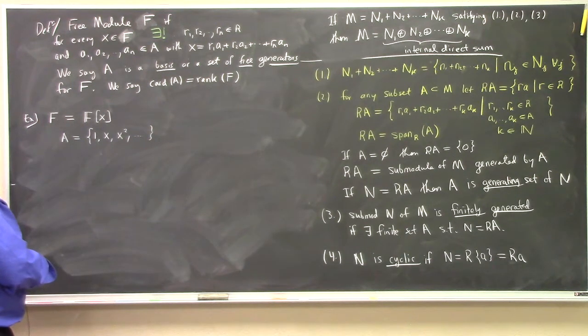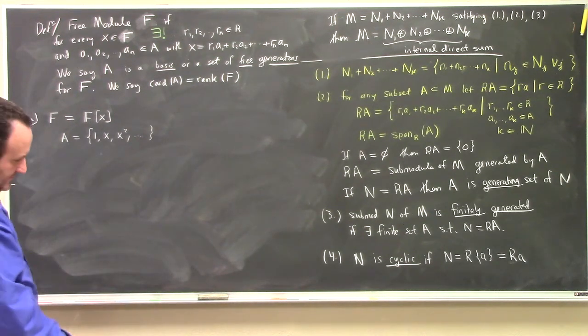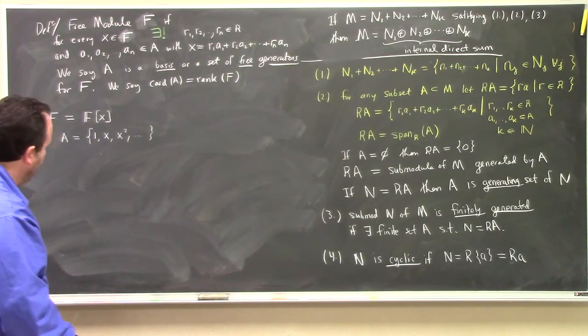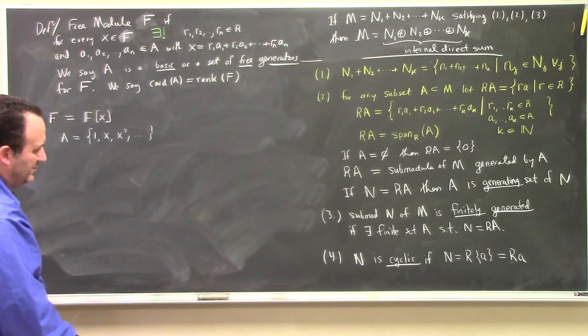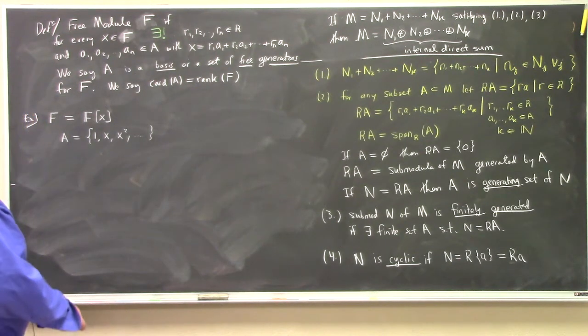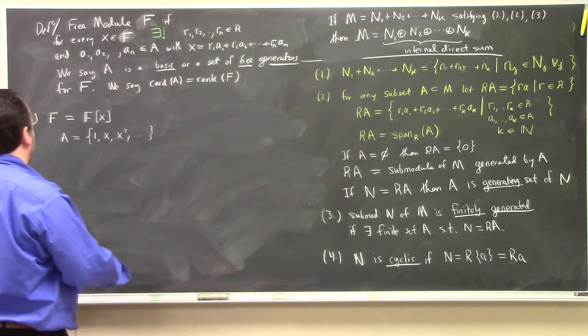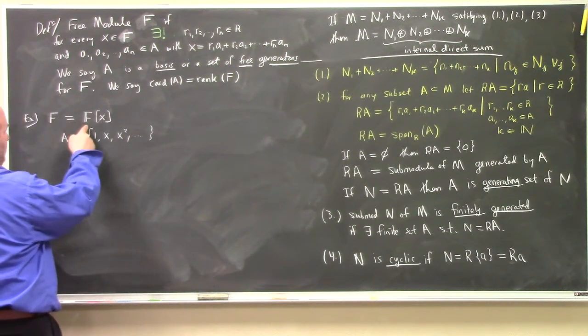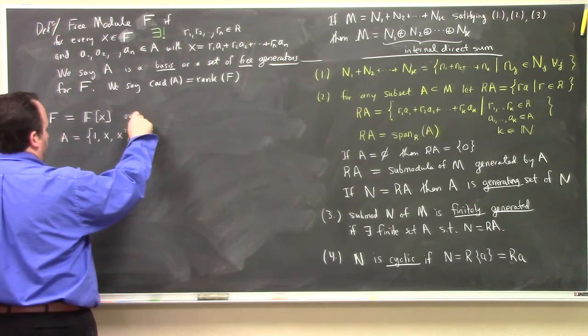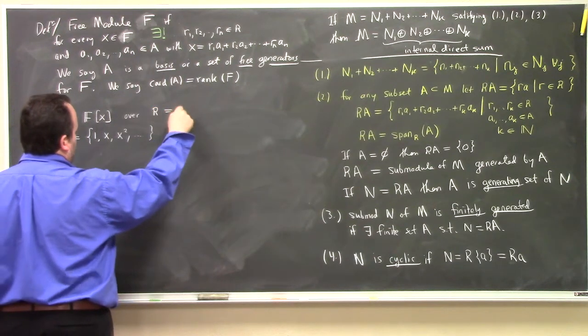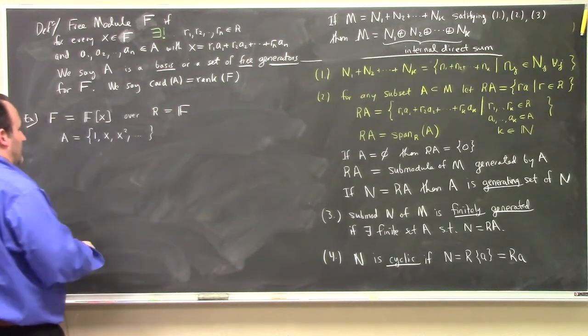Right, let's see here. Is it cyclic? What's an example of a cyclic? Not everything generates it though. Right, I don't think we can pick one. Well, I guess the question is over what, right? So this is the module over, what was our ring? The ring I was thinking of is the field itself, right?